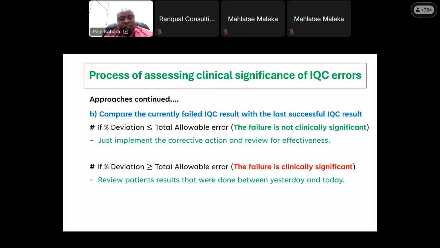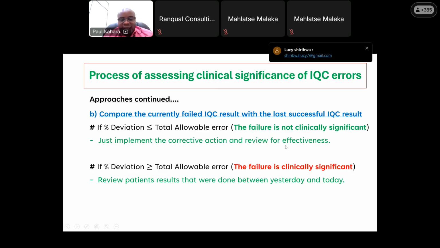But if the deviation is greater than the total allowable error, the failure then is considered clinically significant. That means the problem developed in the course of yesterday, and that problem may have affected patient samples. So you need to go ahead and review patient results that were done between yesterday and today, and probably consider amending or have a discussion with your clinician on what to do now that you have realized this issue.